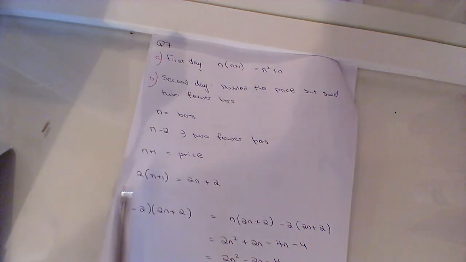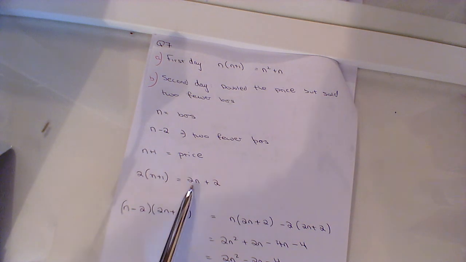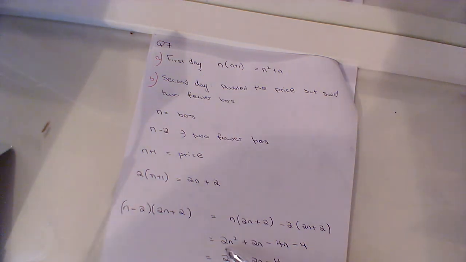So I'll have n times 2n, which is 2n squared. N times 2 is 2n. Minus 2 by 2n is minus 4n. Minus by plus is minus 4. And I'll have 2n squared minus 2n minus 4. And I'll have then n squared plus n. Oh, sorry, this is part C, which says find the value of n, so I'm actually solving this.